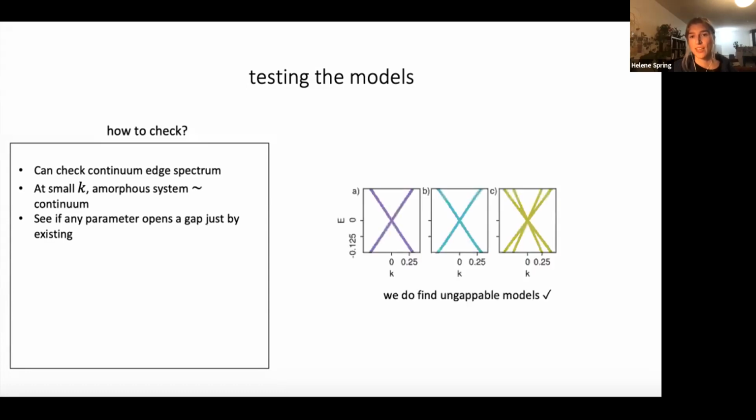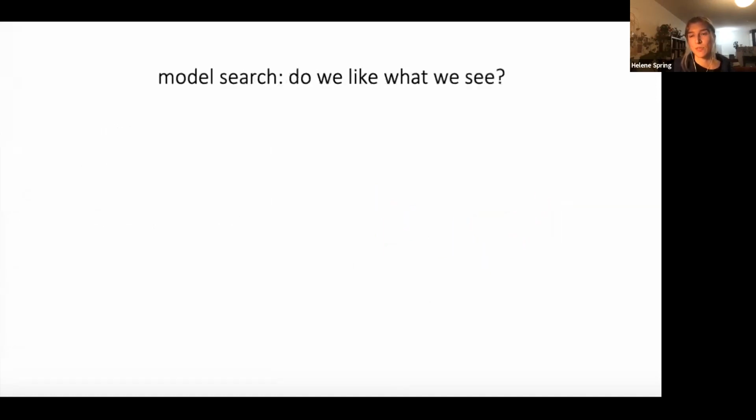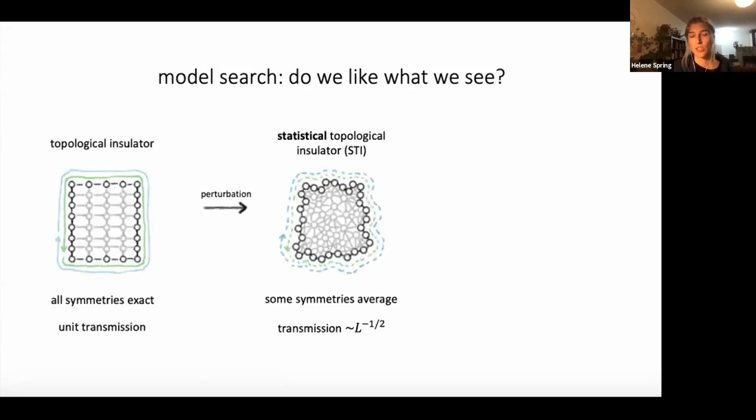Good news is that at this stage, we do find models that fulfill these requirements, and we're able to move forward with confidence. But the question is now that the search is finished, do we like what we see? Do we have candidates for statistical topological insulators? We can use an interesting characteristic of statistical topological insulators to check.